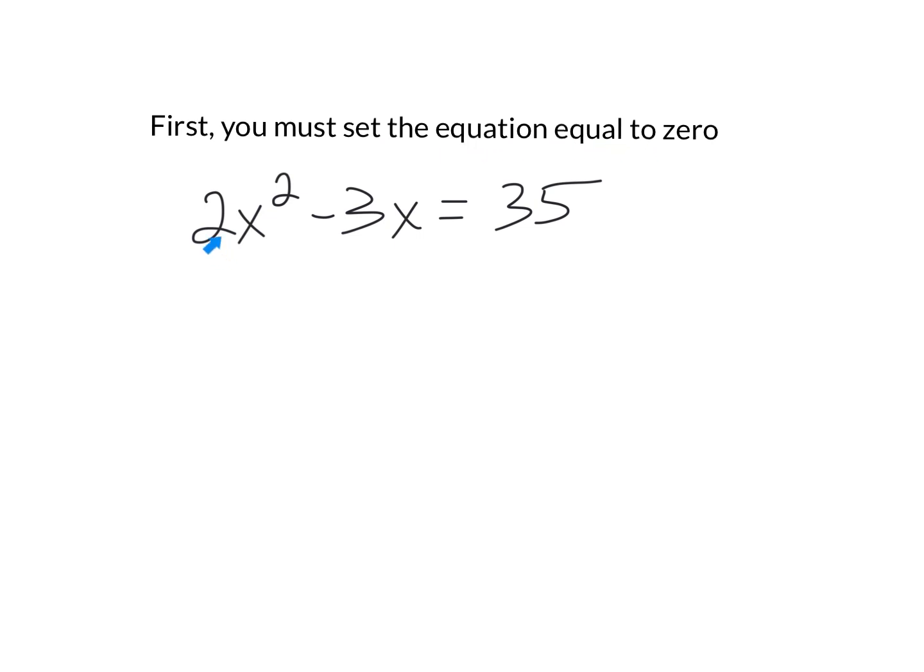So here's an equation that's a given: 2x squared minus 3x equals 35. Okay, I really can't graph this until this equation says equals 0, or we have all three of these terms on the same side of the equation. So think of it like this. If I were to try to set this equal to 0, I would have to subtract 35 from the right side.